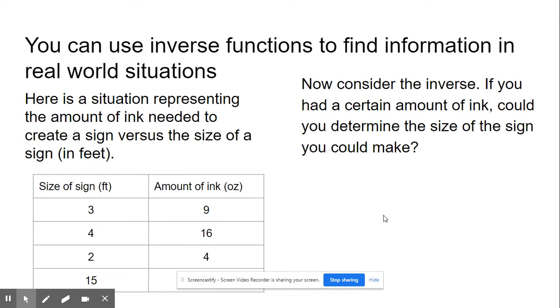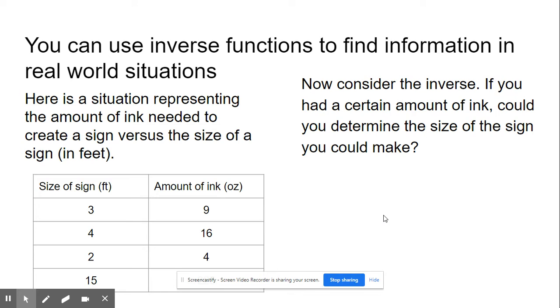So you can use inverse functions to find information in real-world situations. Here's a situation representing the amount of ink needed to create a sign versus the size of the sign in feet, where you know the size of the sign and then you determine the amount of ink. Now consider the inverse. Let's say you had a certain amount of ink. Could you determine the size of the sign you can make?